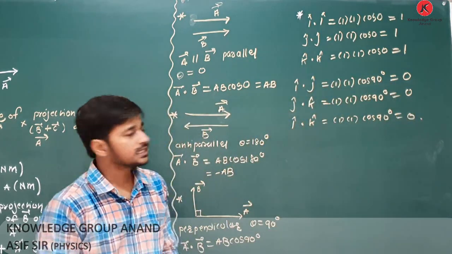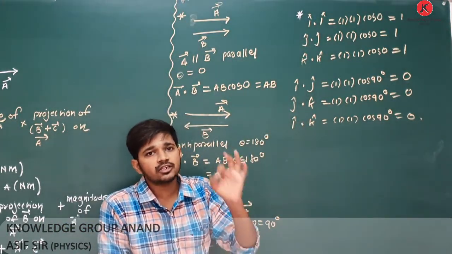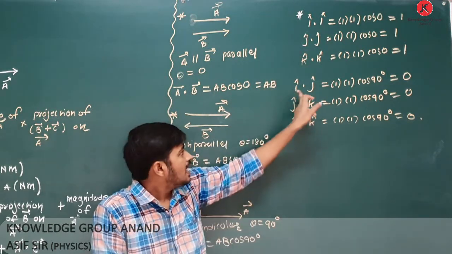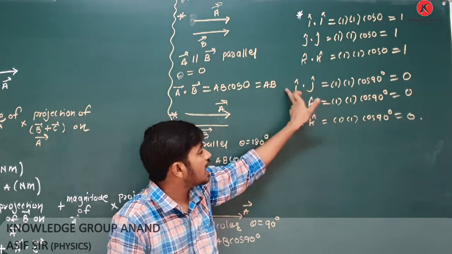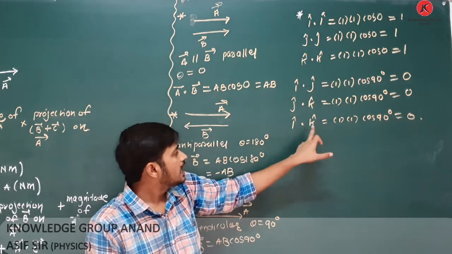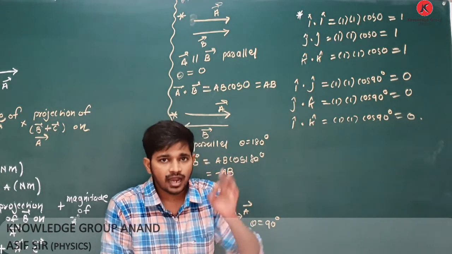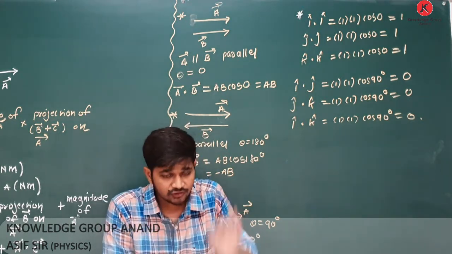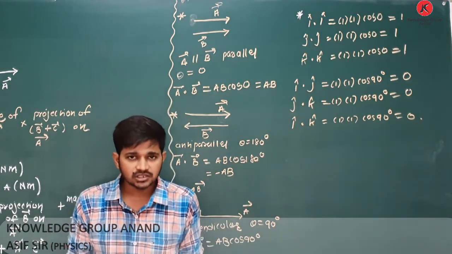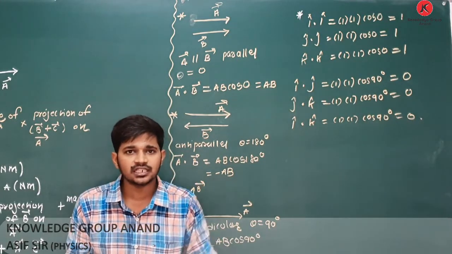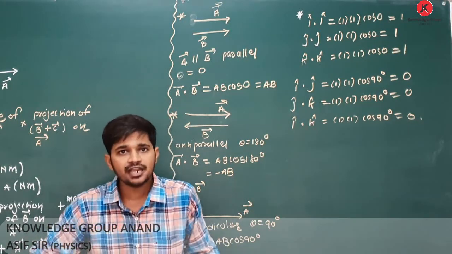Clear about this? So these six points are important: i dot i is equal to j dot j is equal to k dot k is equal to 1, and i dot j, j dot k, i dot k are equal to 0. Also j dot i is 0, k dot j is 0, and k dot i is also 0. If you have any doubt about this scalar product, send your doubts on my WhatsApp number. Again, you have to remember the equation A dot B is equal to AB cos theta. Your answer will be only a scalar, only magnitude, no direction.